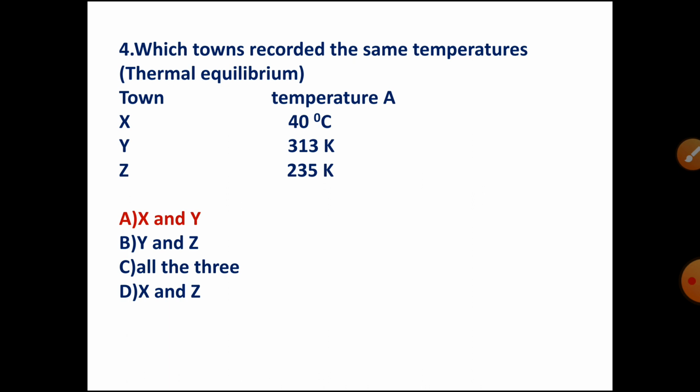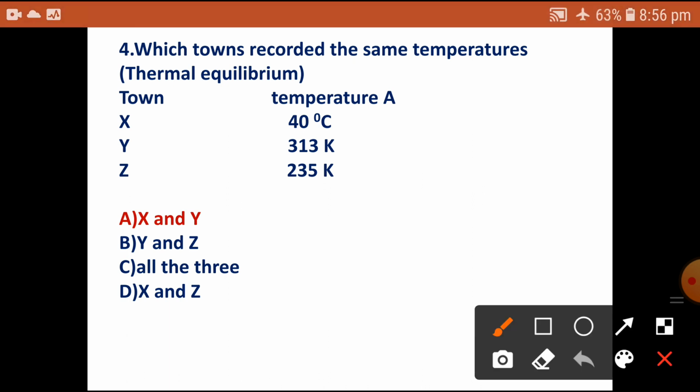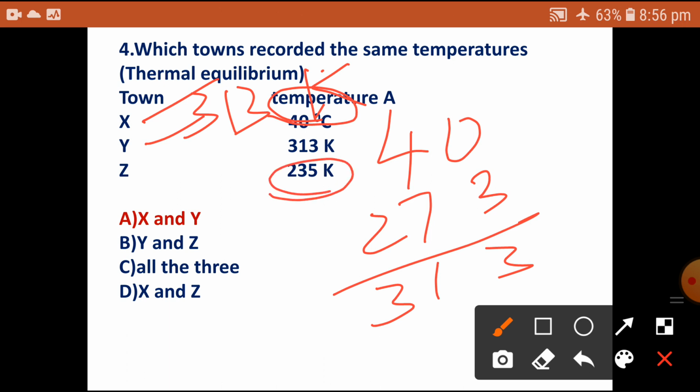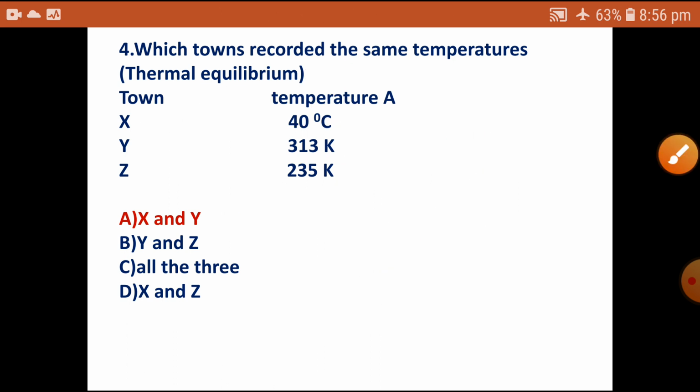Here X is in degree centigrade and Y, Z are in Kelvin. So I am converting 40 degrees into the Kelvin scale. So 40 plus 273, 313 Kelvin. So X is 313 Kelvin, Y is 313 Kelvin, Z is different. So the answer is X and Y. Likewise, if they ask you like that, first of all you have to convert all the readings into the same scale. First of all you have to remember that.